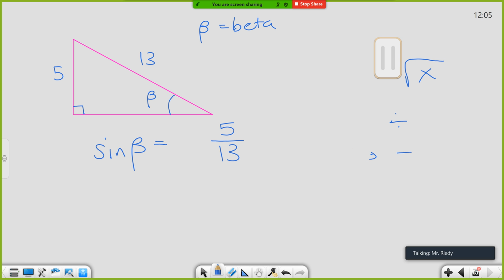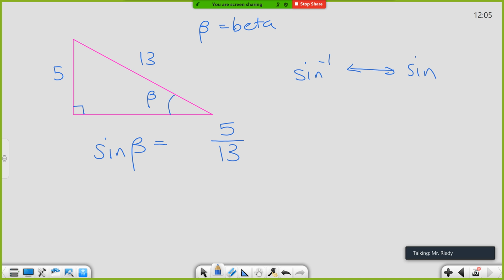The same is true for the trig functions. As I pointed out on your calculator, above the sine button, it says sine to the negative first. That's the inverse trig function of the sine. It's not a reciprocal. Just so you know, it's not the same thing as 1 over. It's just a different way of writing the inverse function. It undoes the sine function.